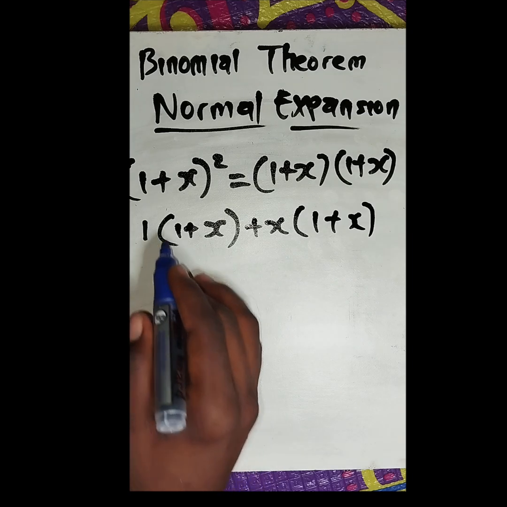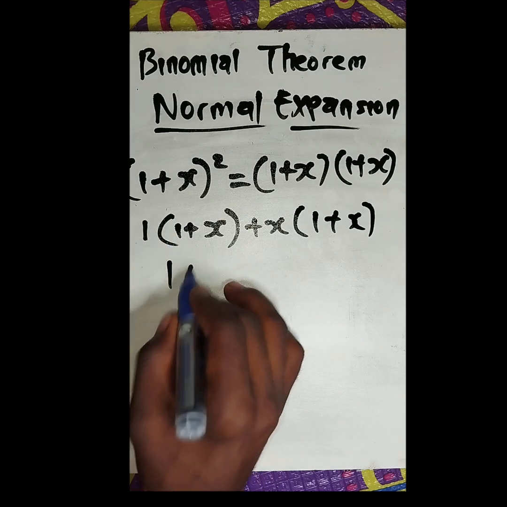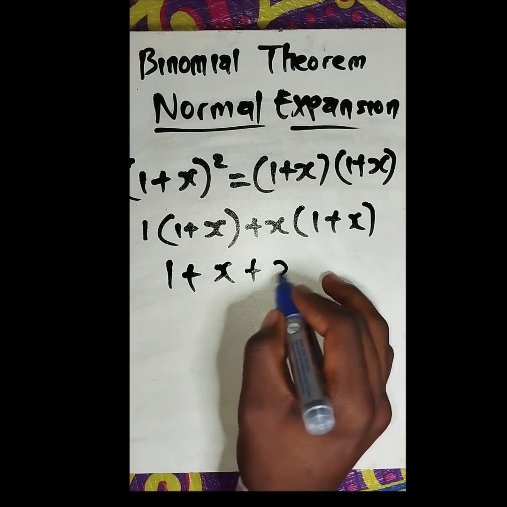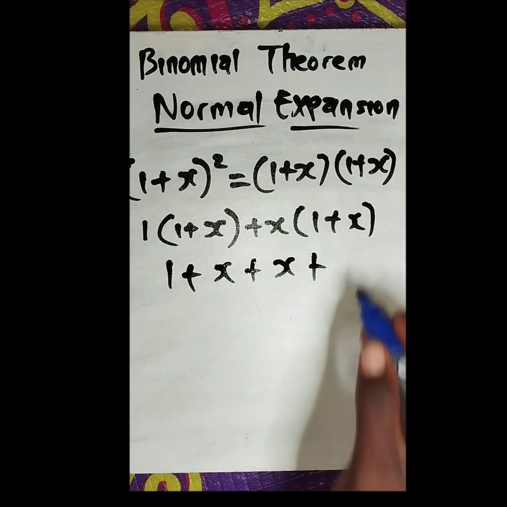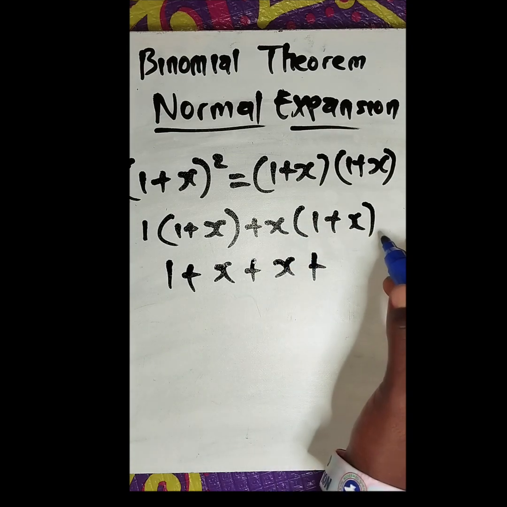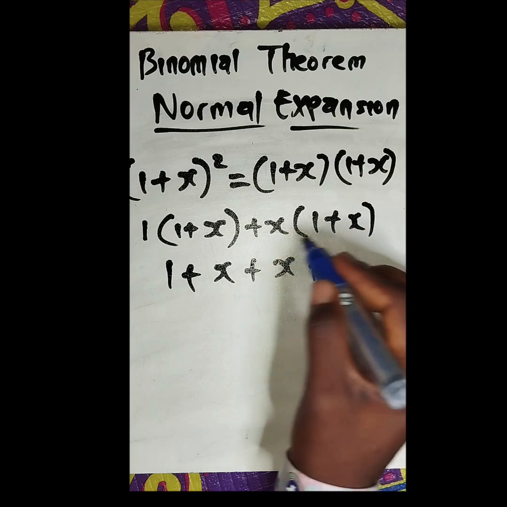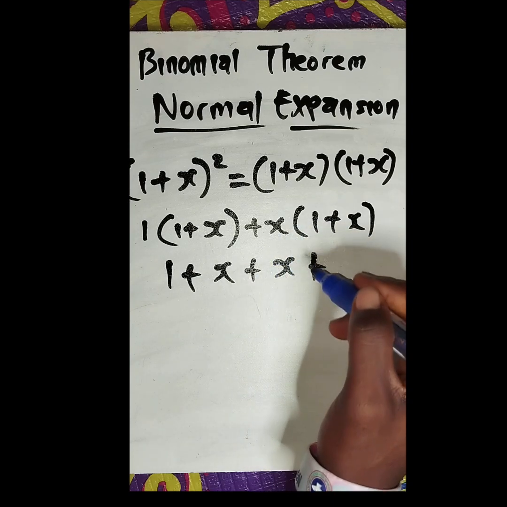Simple. So what do we do next? We say 1 times 1, that's 1. 1 times x, that's x. Easy, right? x times 1, that's x. x times x. Now, whenever you are multiplying letters, you add their powers. Whenever you are multiplying same letters like this, you add their powers.